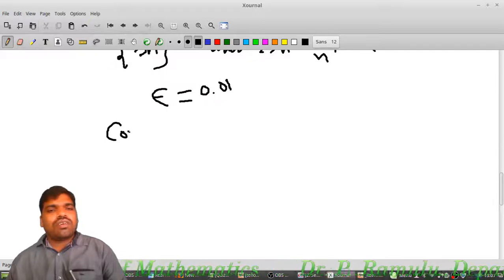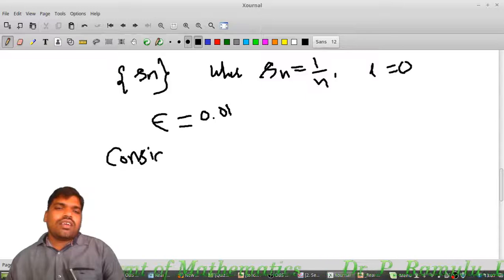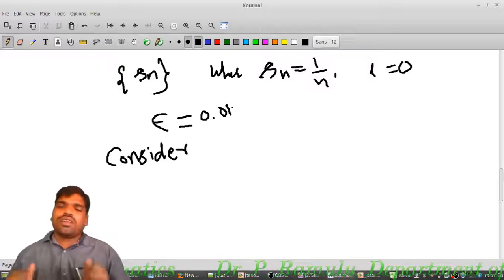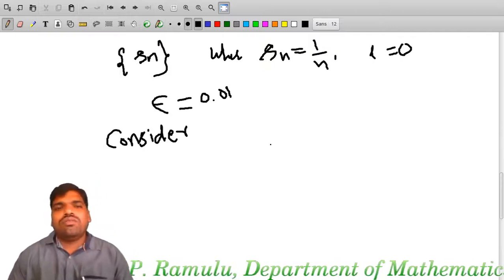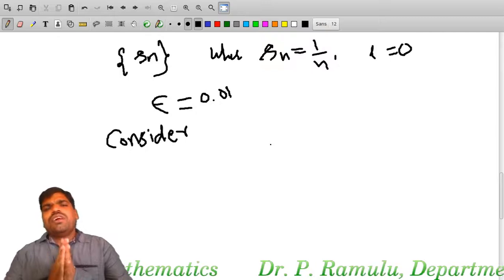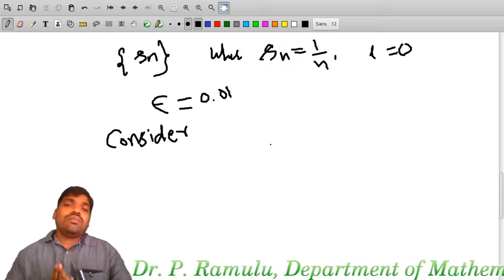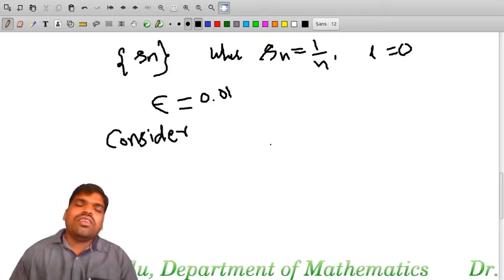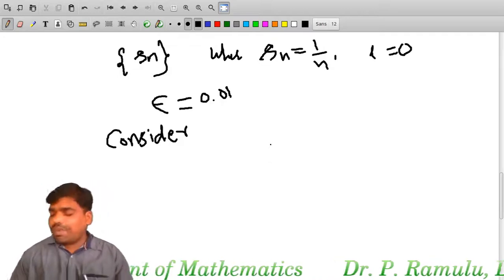What I want to show here is that L equal to 0 is the limit of Sn. For that, I want to find M. What is the definition? For every epsilon greater than 0, there exists M belonging to Z plus such that mod Sn minus L is less than epsilon for all n greater than or equal to M. So the word 'exists' is very important, that's why I am trying to find M here. Here Sn equal to 1 by n, L equal to 0.